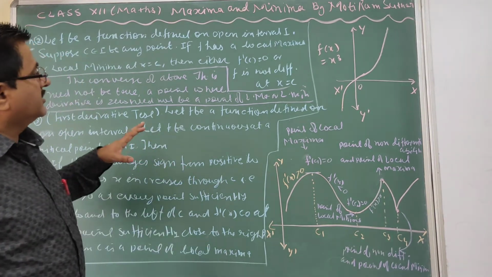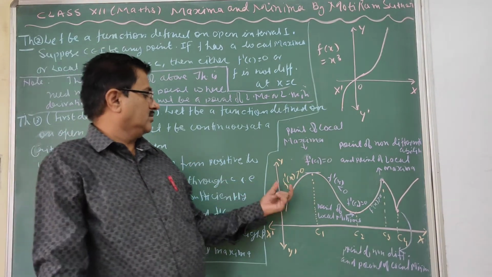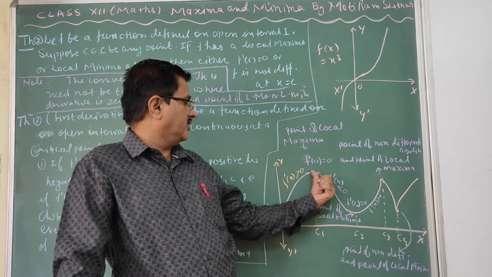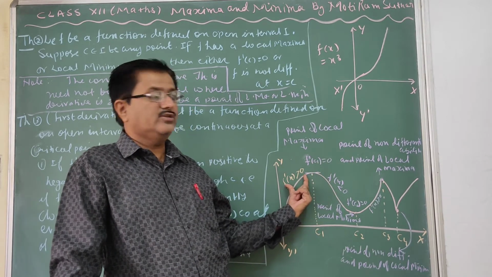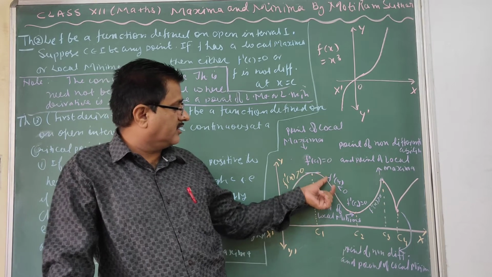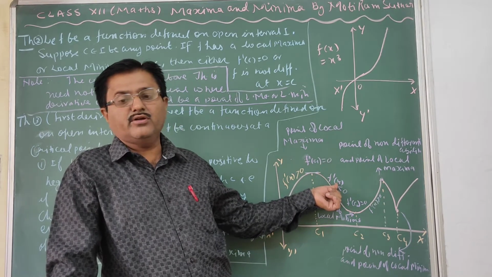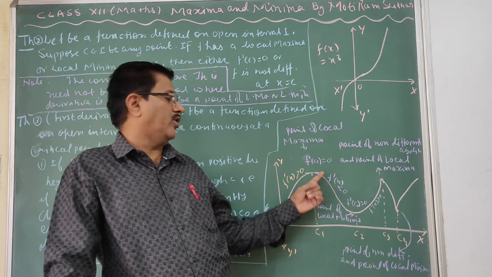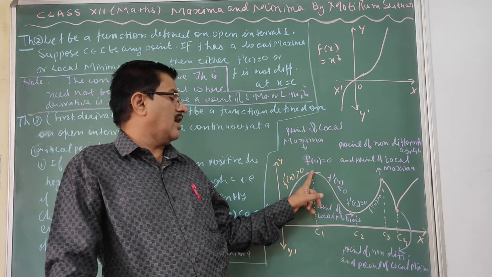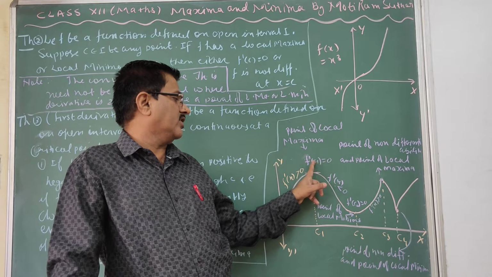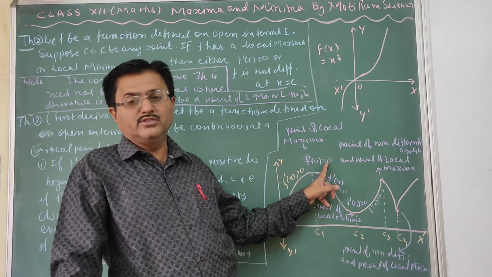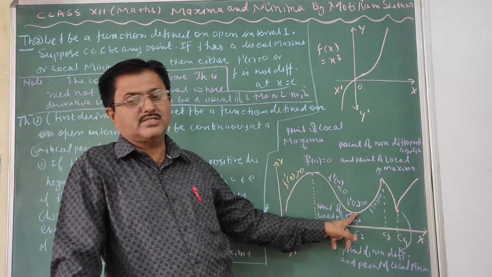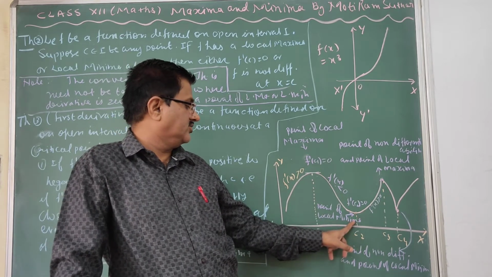Yesterday we have already discussed that when a function is increasing, the derivative is greater than 0, and when the function is decreasing, the derivative at that point is less than 0. In between, there is a point at which the graph is turning, and the corresponding derivative is 0. Again, there is a turning point at which the derivative is 0.